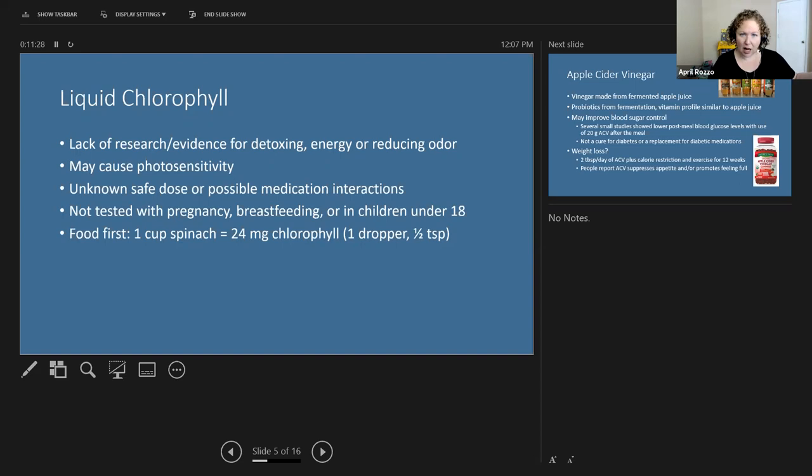So you're not just getting the antioxidants that are in the chlorophyll. You're getting fiber, you're getting other vitamins and minerals. I would much rather you eat a cup of greens than do the liquid chlorophyll. At this point, it's hard to say. It appears safe, but again, it's hard to say the dose, interactions with medications, whereas a cup of vegetables is a cup of vegetables, okay?